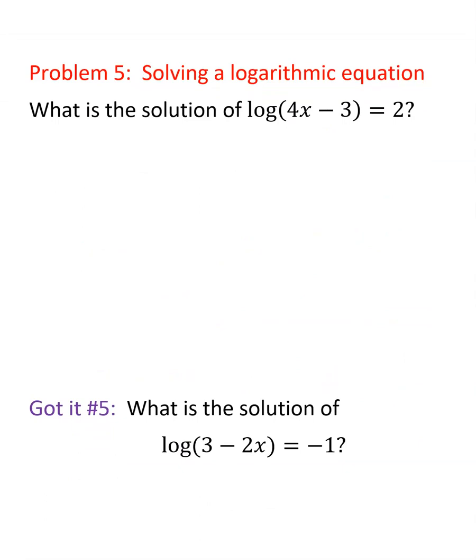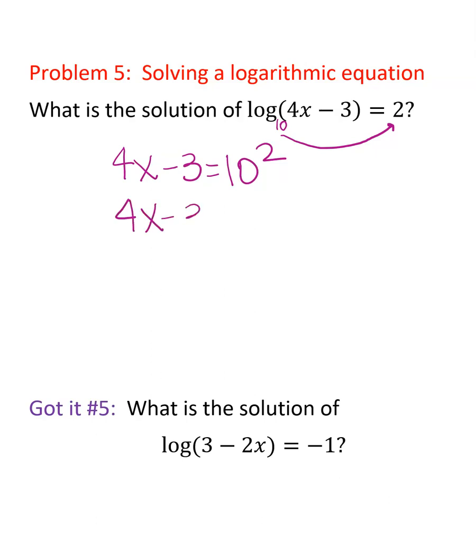Solving log equations. So here, you have to be mindful that there's log on one side, not on the other. So we definitely want to make use of this base 10. So the first thing we're going to do is rewrite it as an exponential. Remember, the 10 swings over, the 2 becomes the exponent. When the 10 swings over, there's no more log in the equation, so it looks like this. 4x minus 3 equals 10 to the 2. That would be 4x minus 3 equals 100.